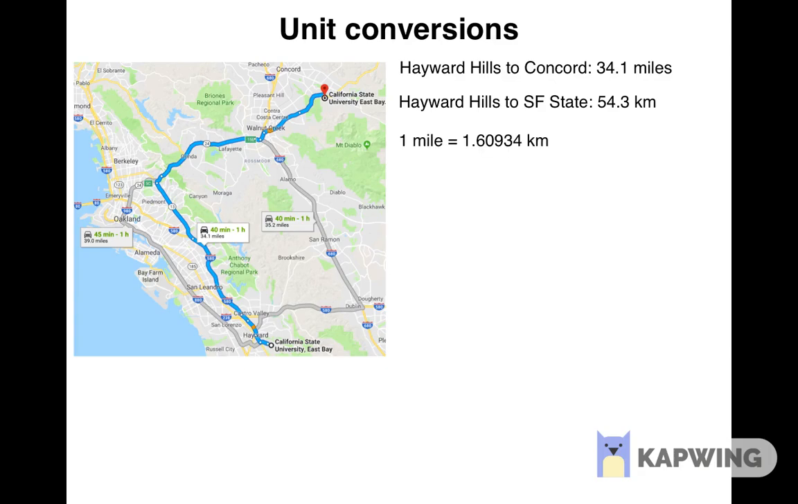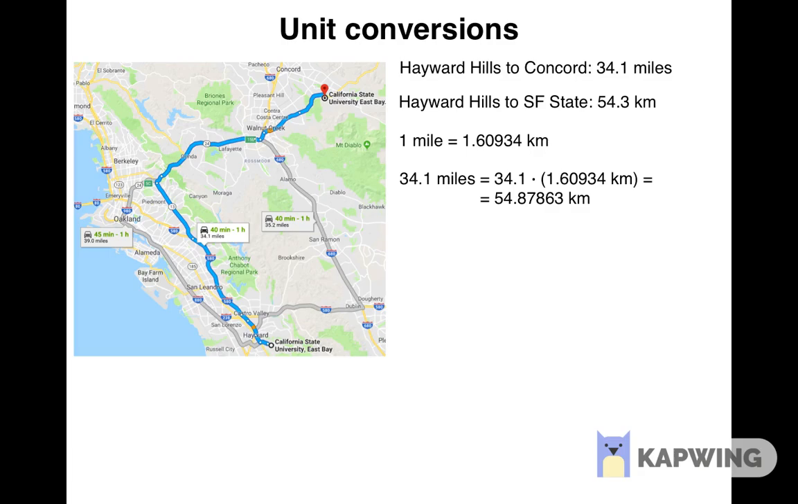1 mile is 1.60934 kilometers. If 1 mile is 1.60934 kilometers, then the distance between the two Cal State East Bay campuses, 34.1 miles, is 34.1 times the length of a mile in kilometers, so times 1.60934 kilometers, and that is 54.87863 kilometers. To get this result, we multiplied the number of miles by the length of 1 mile in kilometers.